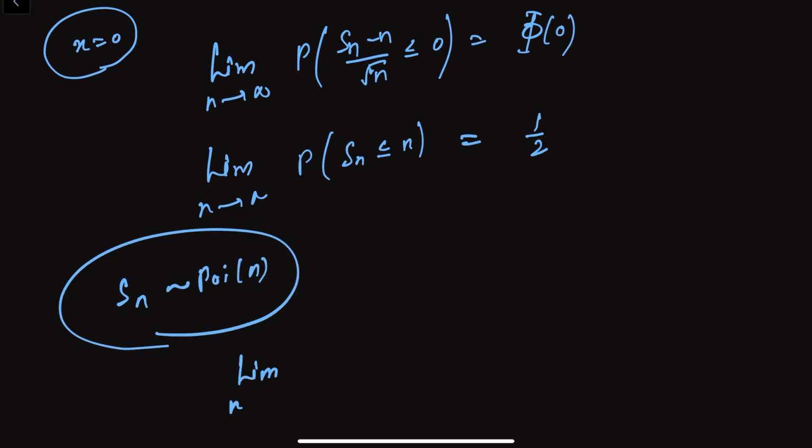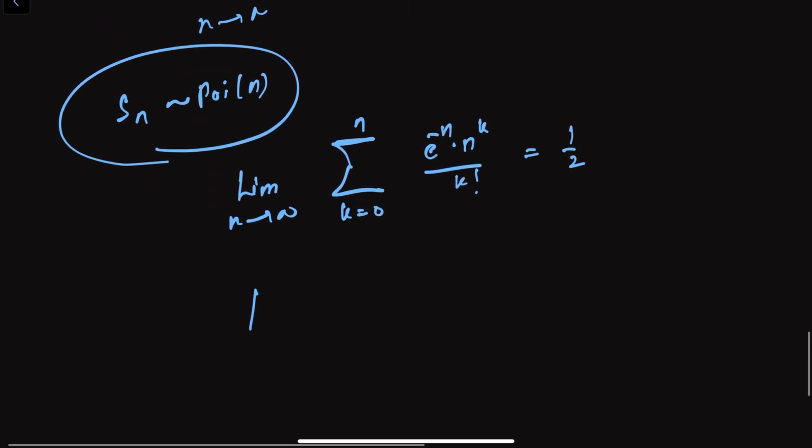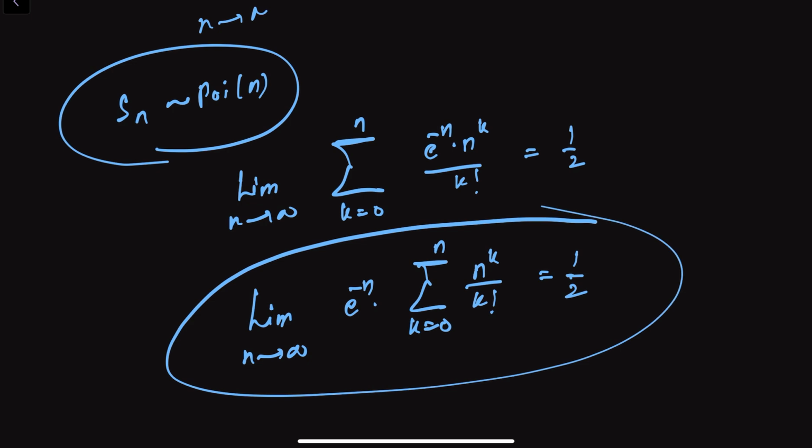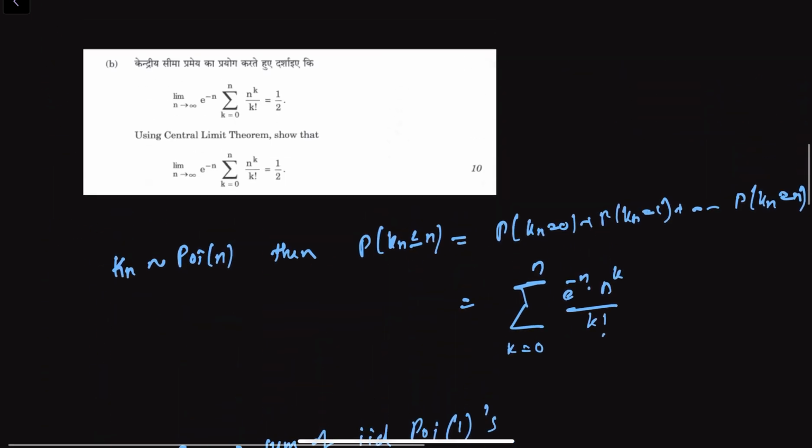So that means the limit as n tends to infinity of the probability of Sn less than or equal to n, which is the summation k equals 0 to n of e to the power minus n into n to the power k by k factorial, is 1 by 2. So that means the limit as n tends to infinity of e to the power minus n times the summation k equals 0 to n of n to the power k by k factorial is 1 by 2. So that's what we are required to show in the question.